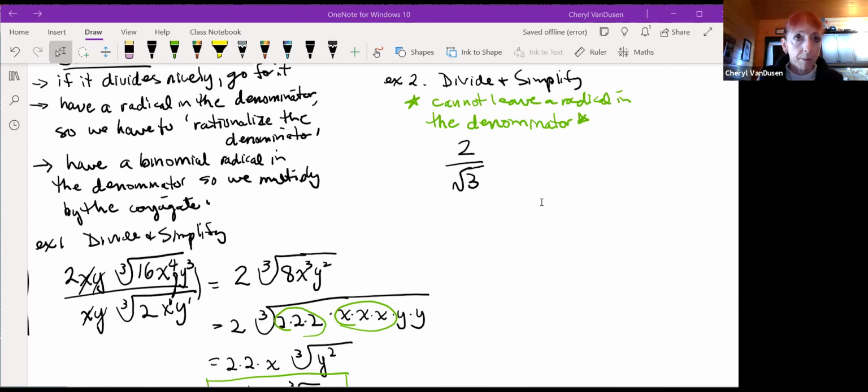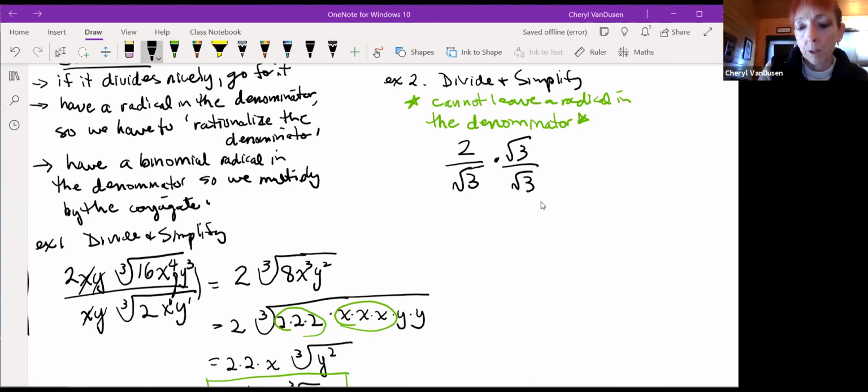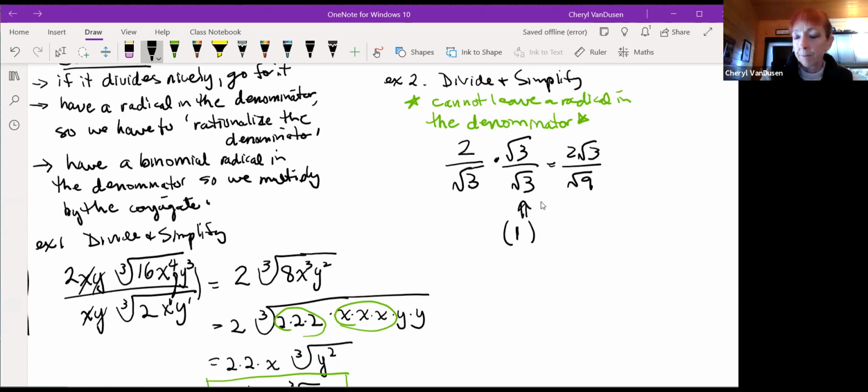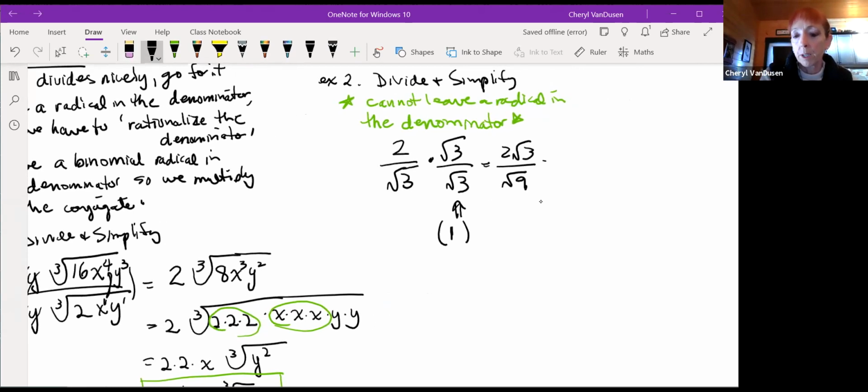Now you might remember throughout your math career that what you do to the top, you do to the bottom. Just like equations, what you do to the left side, you do to the right side. So we're going to multiply the top by root 3 and the bottom by root 3. We're allowed to do this because this is just the number 1, right? Root 3 over root 3 is just the number 1. And then we multiply. So we get 2 root 3 over root 9. Hey, cool. Root 9 is 3. You get 2 root 3 over 3.